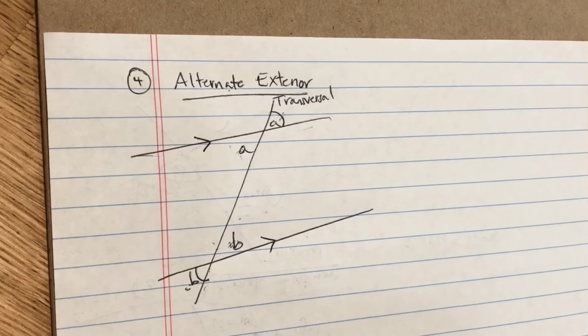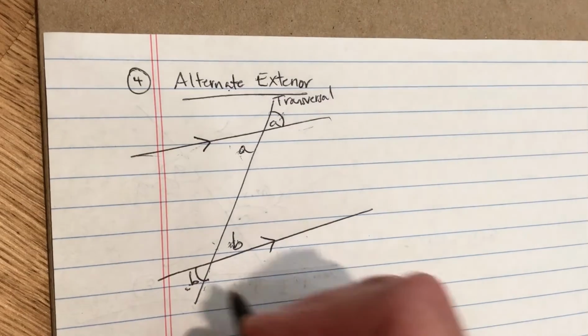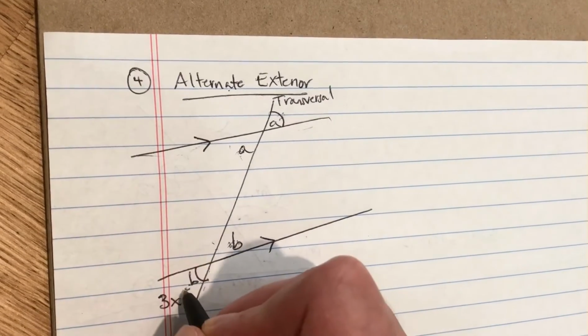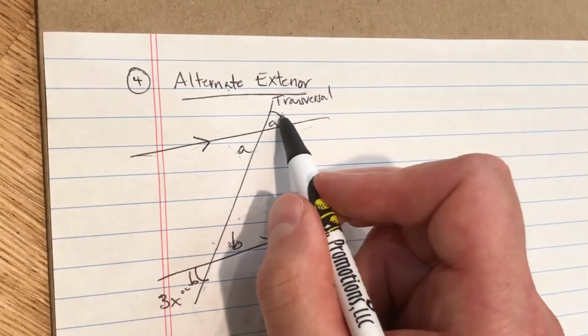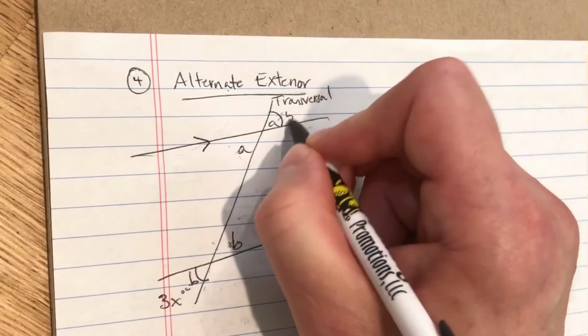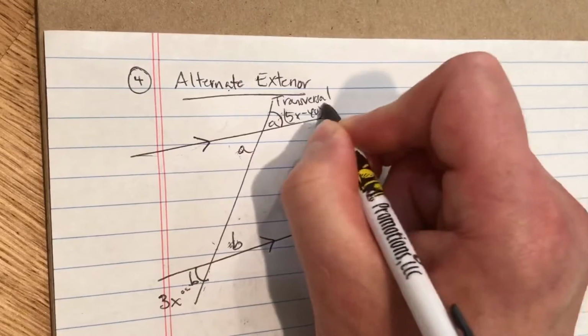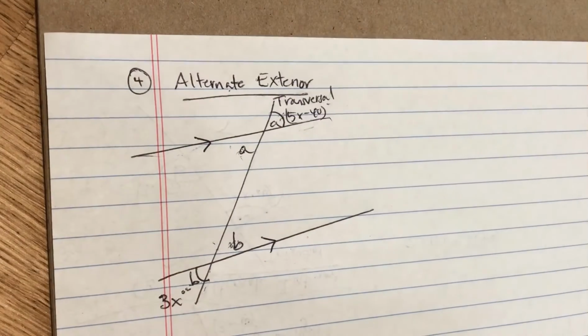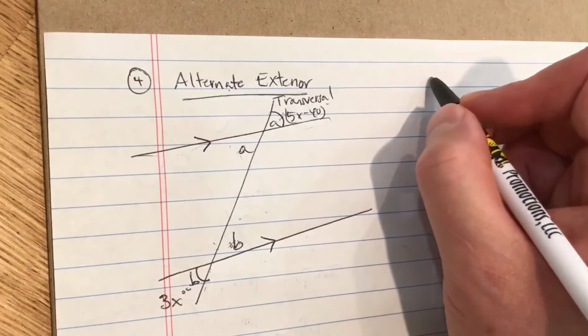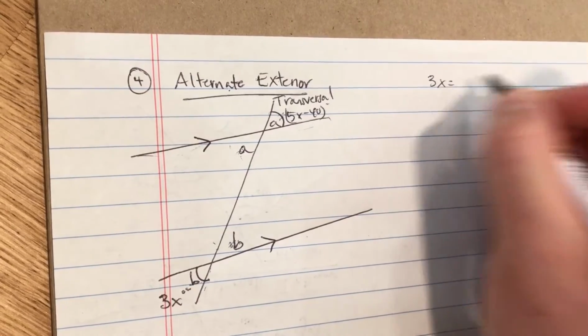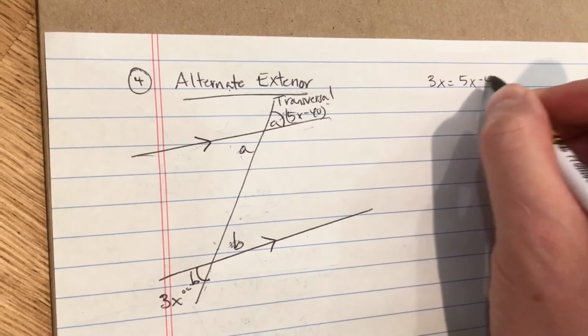So let's say we had here, this was 3x degrees, and angle A, the algebraic expression for it was 5x minus 40 degrees. Well, if these angles are congruent to each other, their measurements are equal, so an equation we could create would be 3x equals 5x minus 40 degrees.